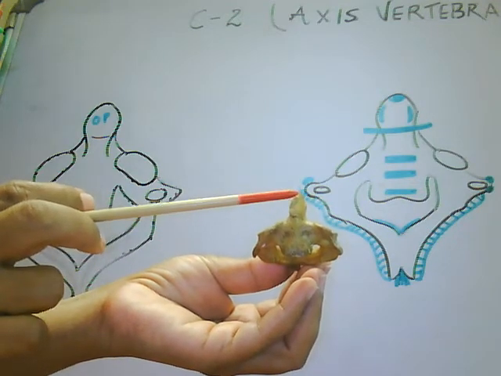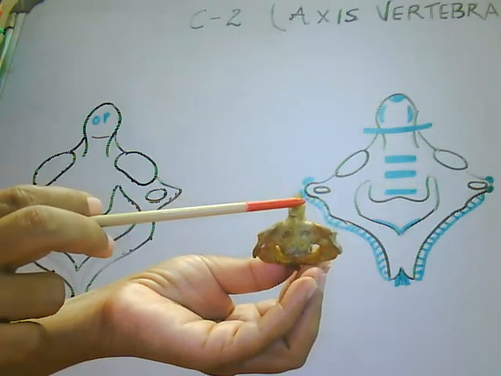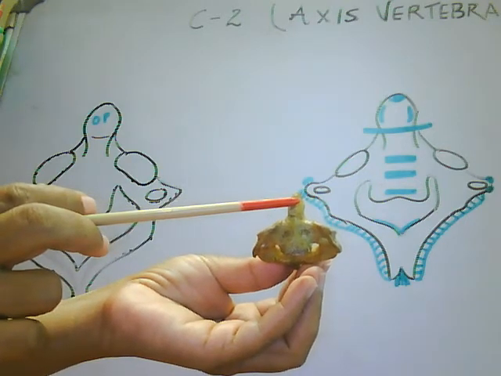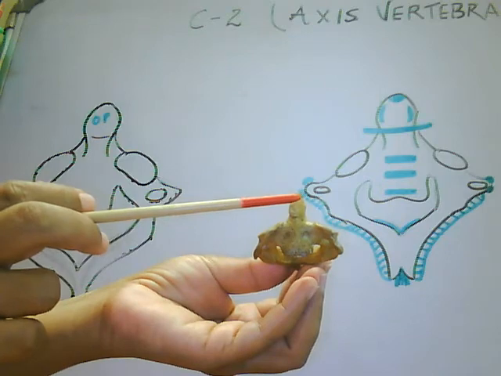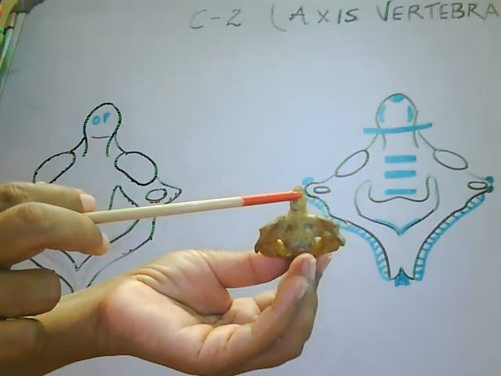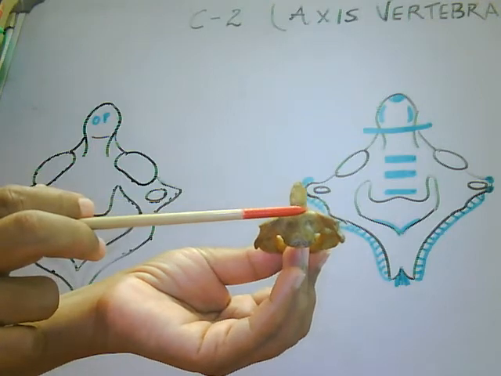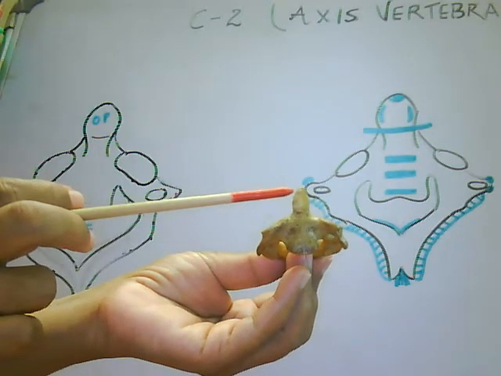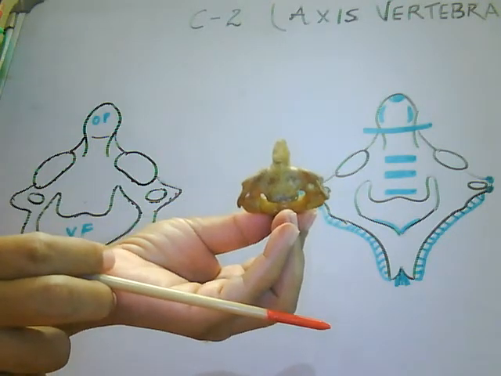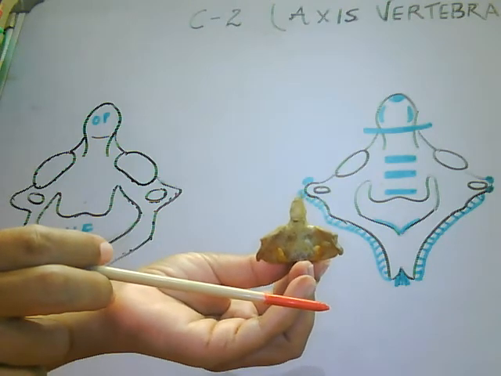of the head. So here you can see a process. This is known as dens or the odontoid process. So this process forms a pivot joint with the anterior arch of atlas, and that acts as an axis for the rotation of the head. So that is why the second cervical vertebra is known as axis vertebra.